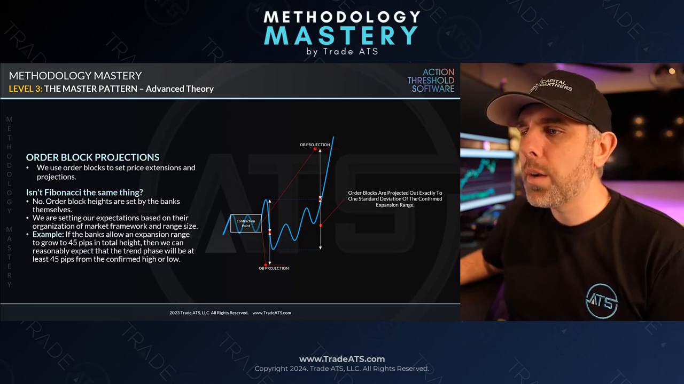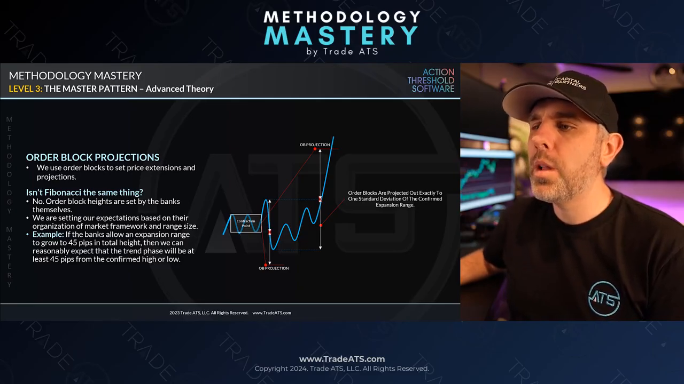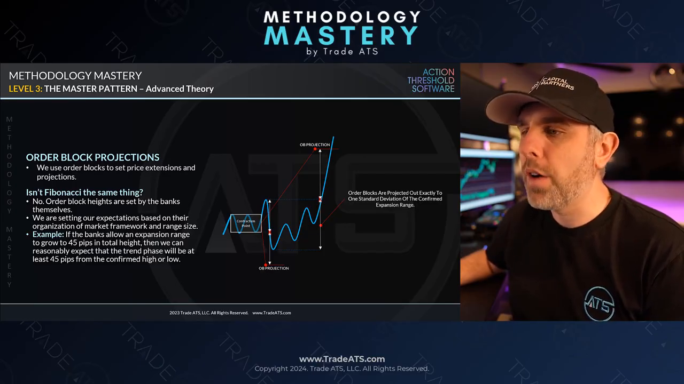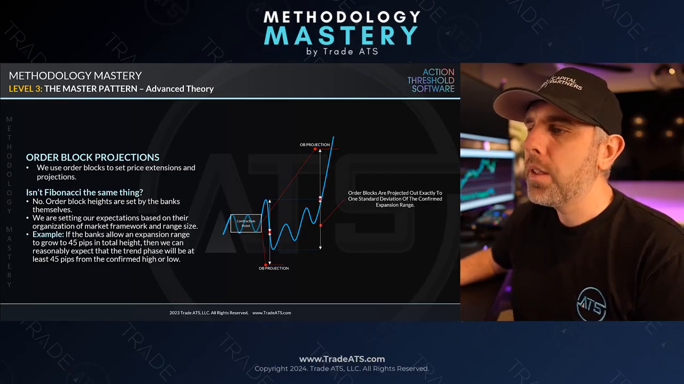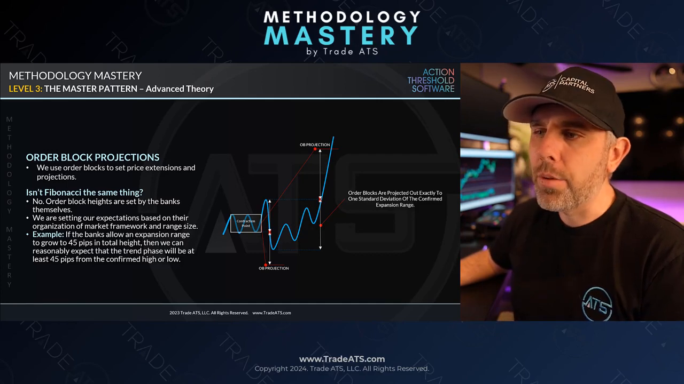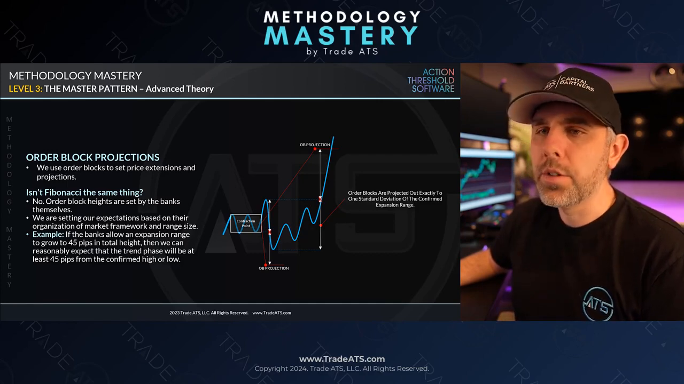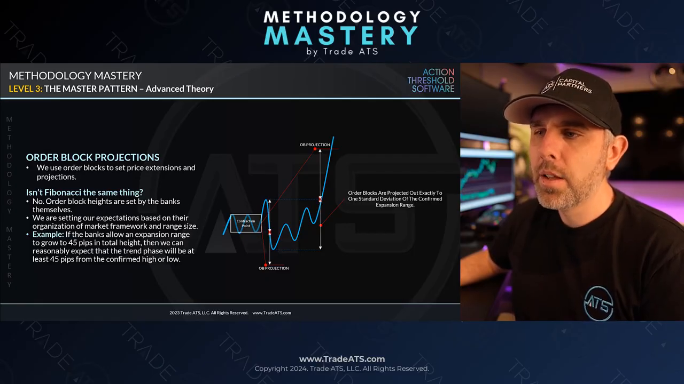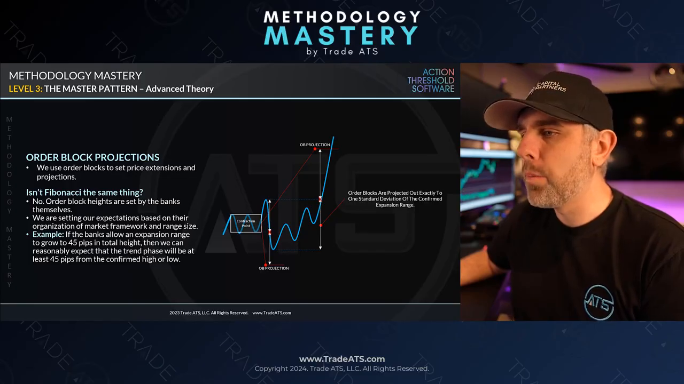Next one, order block projections. So we use order block projections to set price extensions and typically profit projections. Let's cover this right now. Isn't Fibonacci the same thing? No. Order block heights are set by the banks themselves. We are setting our expectations based on their organization of market framework and range size.